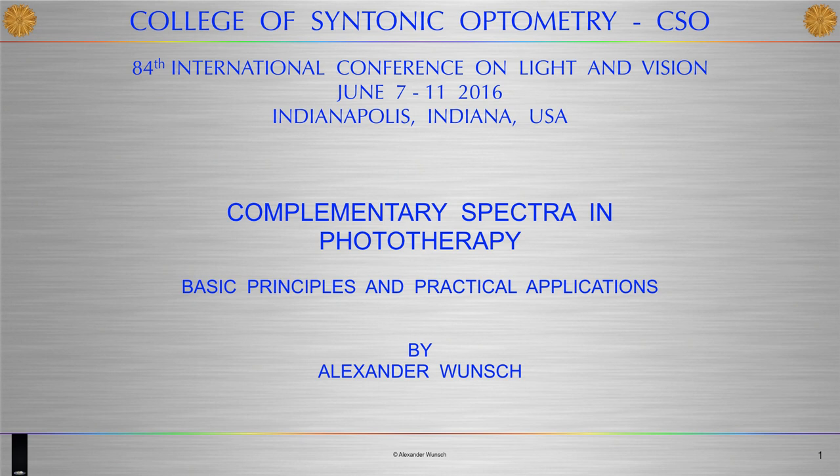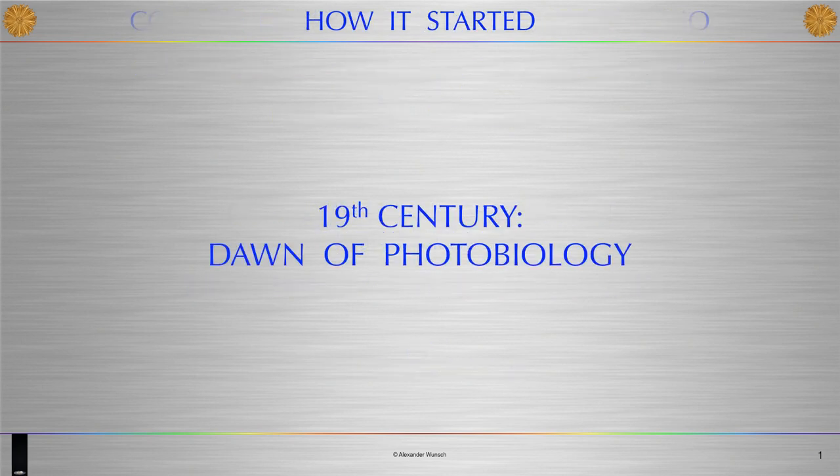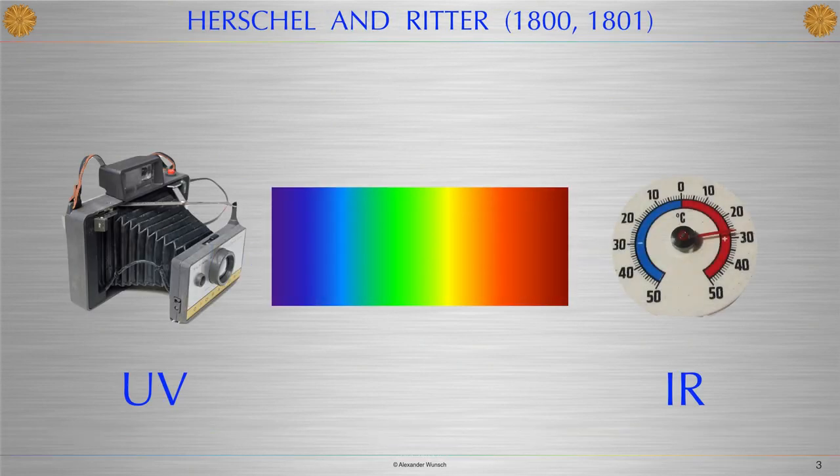Complementary spectra in phototherapy, basic principles and practical applications. I would like to make a journey, a time shift back to where it all started, to the beginning of the 19th century. I would say this was the dawn of photobiology. It all started with the discoveries of Herschel and Ritter. They explored the ends of the spectrum and discovered the invisible part of the spectrum. They discovered infrared and ultraviolet, respectively.